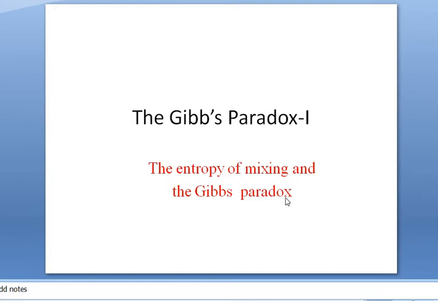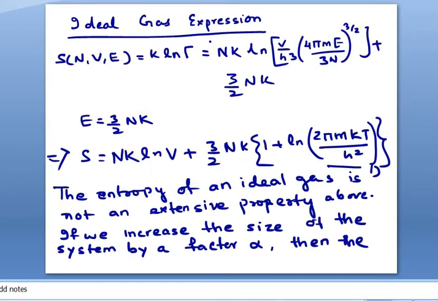In the previous lectures we had discussed deriving entropy from the explicit calculation of microstates. So let us go back to our ideal gas equation, which we had written as S, a function of N, V, E, equal to k or k_B ln gamma, where k is the Boltzmann constant, such that it is given by Nk ln[(V/h^3)(4 pi m E/3N)^(3/2)] plus 3/2 Nk. Now here we can rewrite this expression.